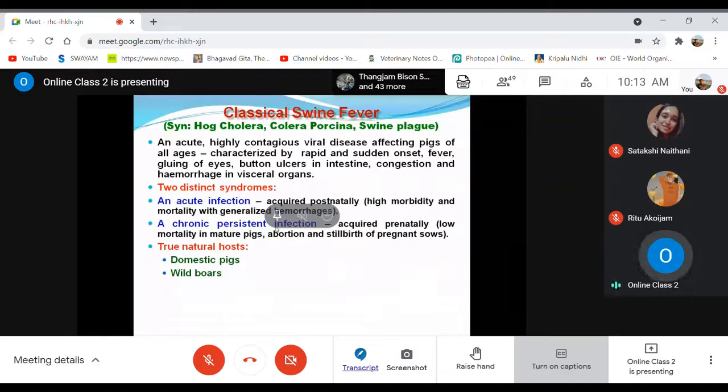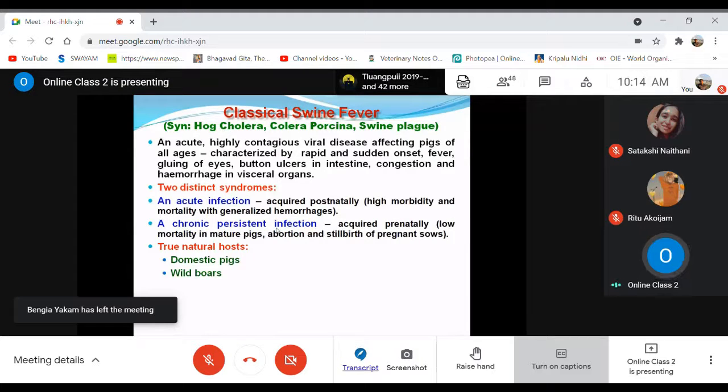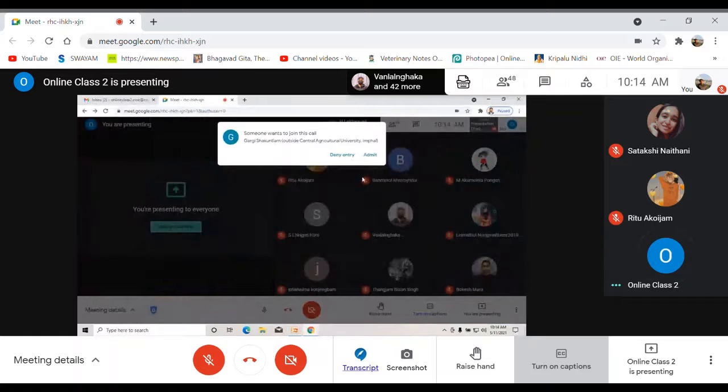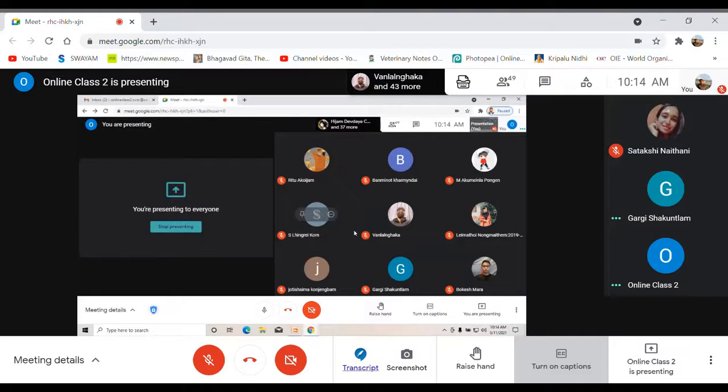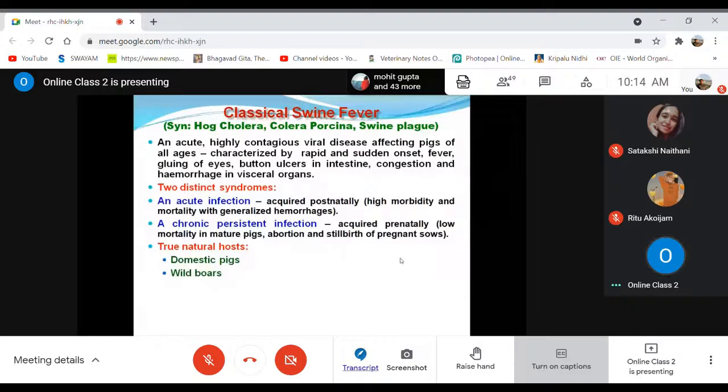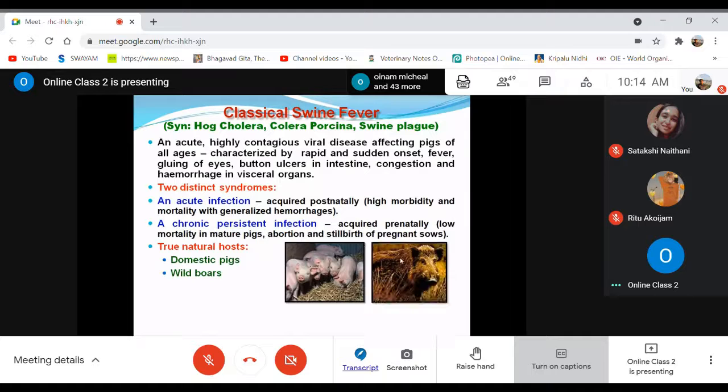When we talk about the true natural host of classical swine fever, these are mostly the domestic pigs. Then there are the wild boars. The wild boars preserve and conserve this virus, and the domestic pigs are also natural hosts. The infected ones carry this virus.